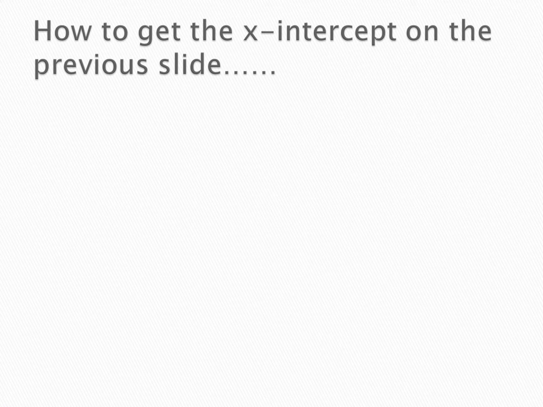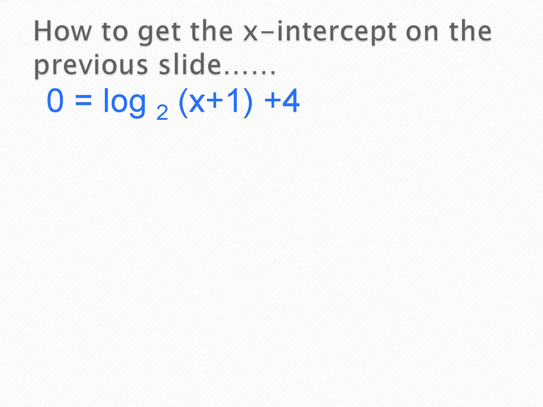Okay, so how do we get the x-intercept on the previous slide? Well, anytime you want to find the x-intercept, you let y be 0. Okay, that's pretty straightforward. Now we've got to evaluate this logarithmic and solve for x. Now here's the deal. This stays all together. Okay, that stays all together.